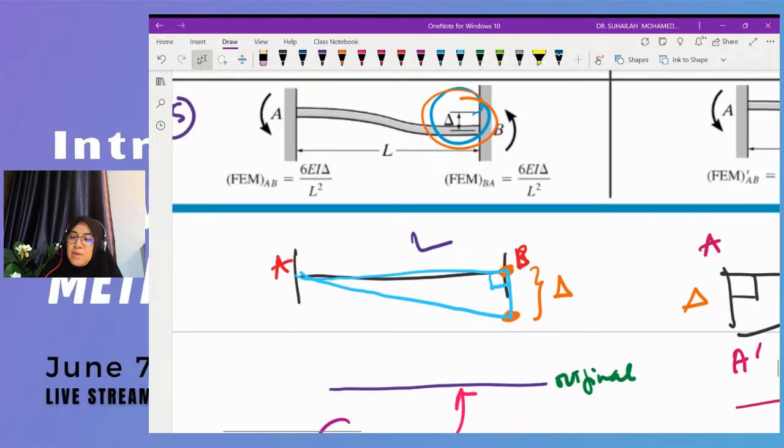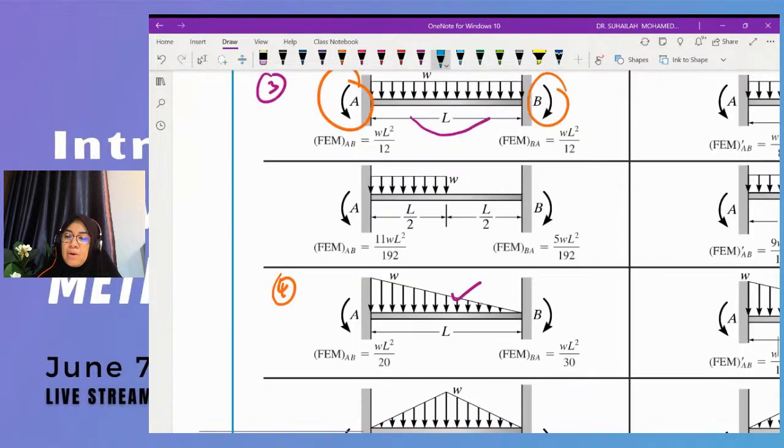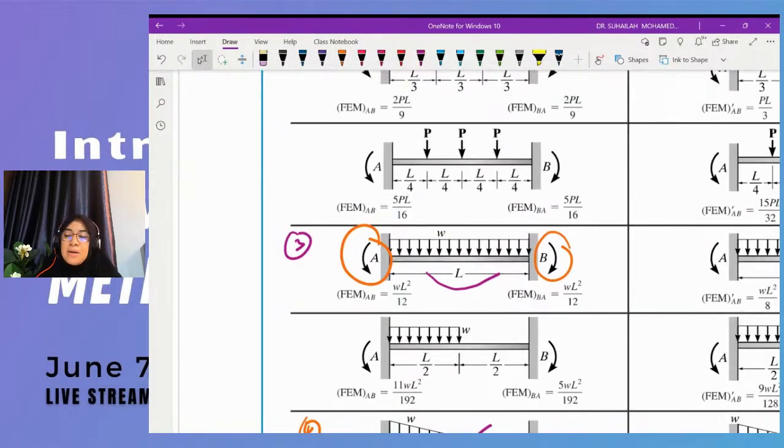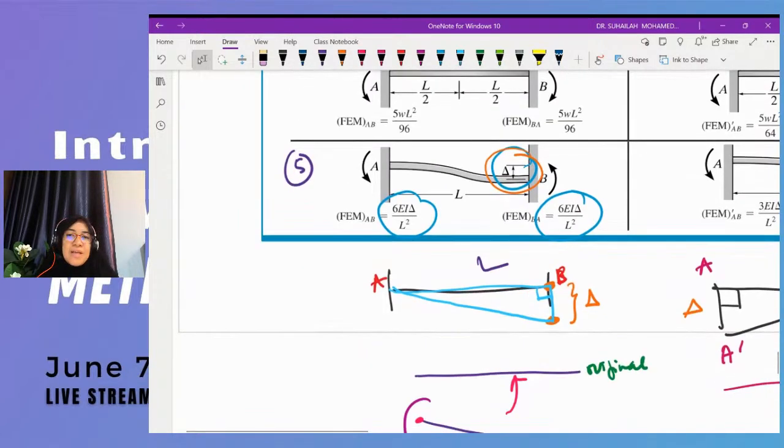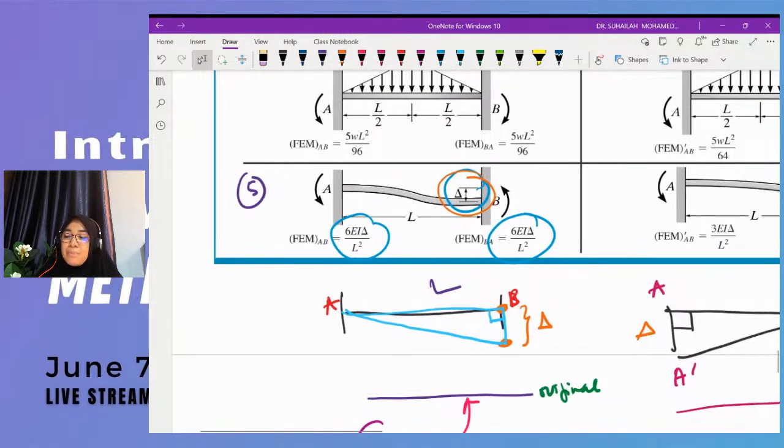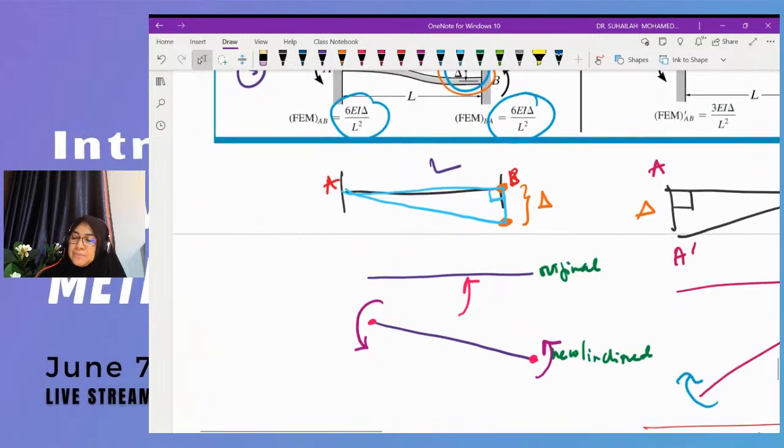Okay, so this is the formula: 6EI delta over L squared, and both have the same sign. For the previous one, the fixed end moments for A and B have opposite signs, but for the fixed end moment due to delta, both FEMs have the same sign.